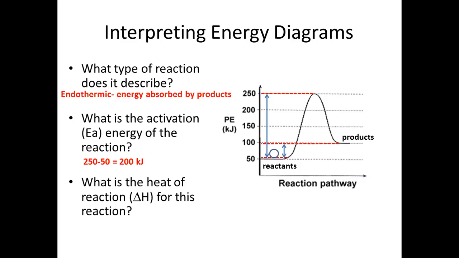So final question, what is the heat of reaction? Well, heat of reaction is really just comparing how much energy is stored in the products, the plateau from the products, to how much energy is stored in the reactants, the plateau from the reactants. So we compare them. Notice the sign is positive. The product amount minus the reactant amount, 100 minus 50, we got a positive sign. Well, that's not a coincidence. That's because this is an endothermic reaction. Energy entered into the products, or it was absorbed.